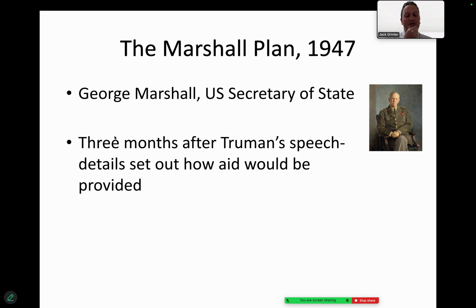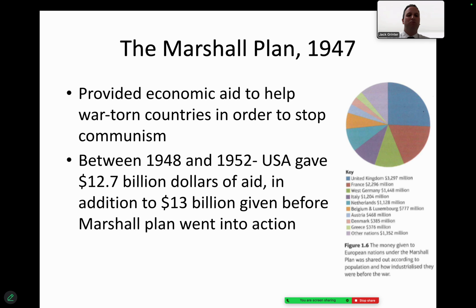So what happened? What the Marshall Plan is: it was 3 months after the Truman Doctrine. It just set out how aid would be provided. And with the Marshall Plan, it wasn't just Greece and Turkey. It provided economic aid to Western Europe, essentially.